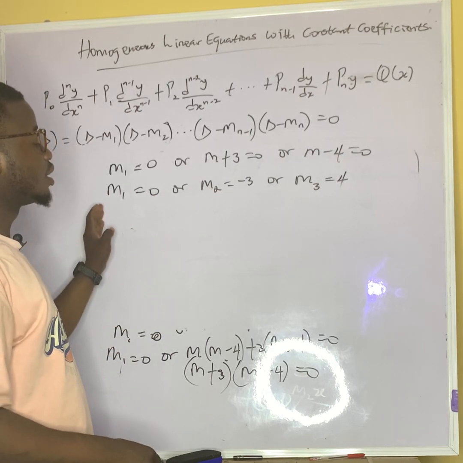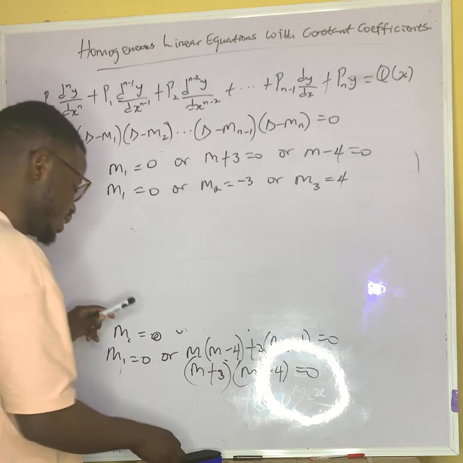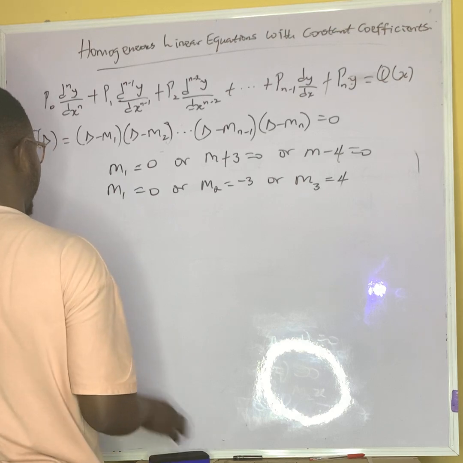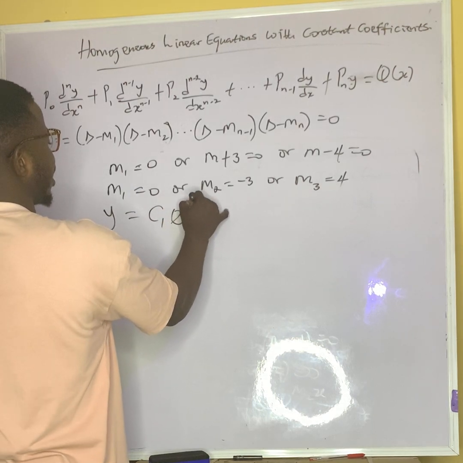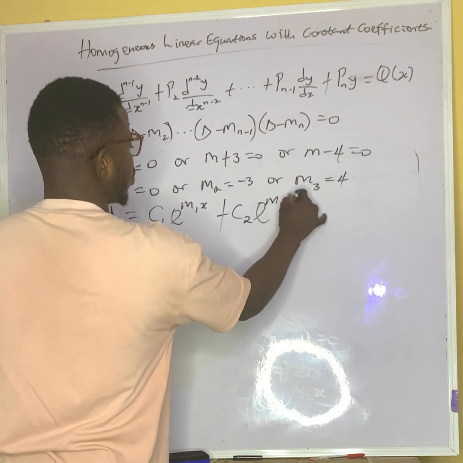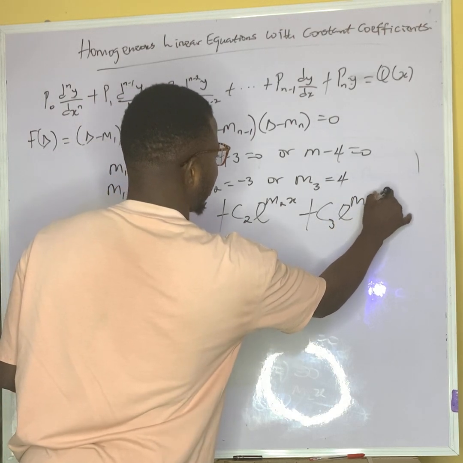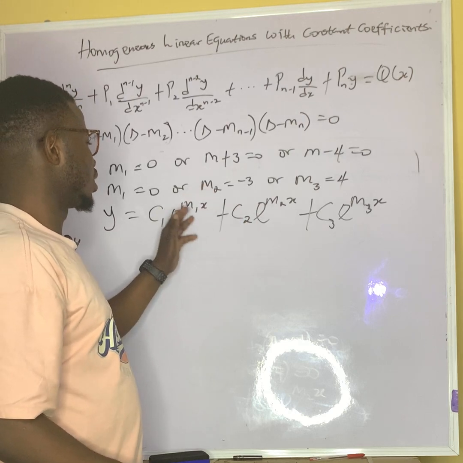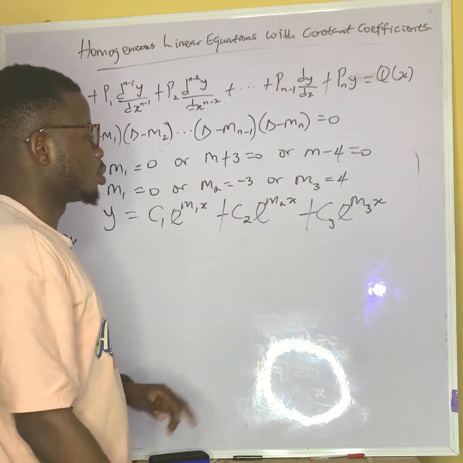distinct roots. And in the case of distinct roots, under a homogeneous linear equation with constant coefficients, the primitive will be of this particular form. So the primitive will be of the form y equals c1 exponential m1x plus c2 exponential m2x plus c3 exponential m3x. So it depends on the number of roots that we have here. Here we have m1, m2, m3. So I need to stop over there.